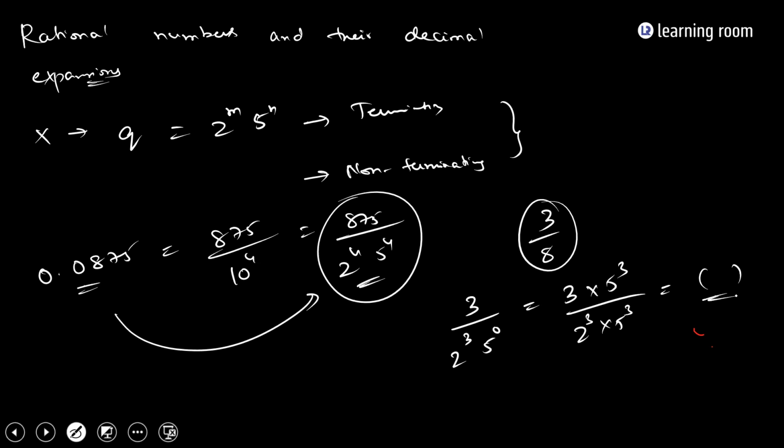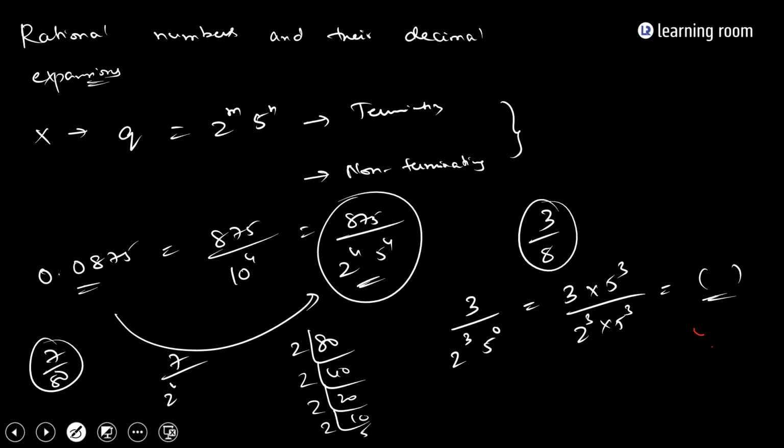Similarly, let me take the 7 by 80 first. By prime factorization 80, 2, 40, 2, 20, 2, 10, 2, 5. So what will you write? 2 to the power 4 into 5 to the power 1. Basically 16 into 5, no? 7 divided by 2 power 4 into 5 power 1. That's it. Right. So it is also going to have a terminating value.